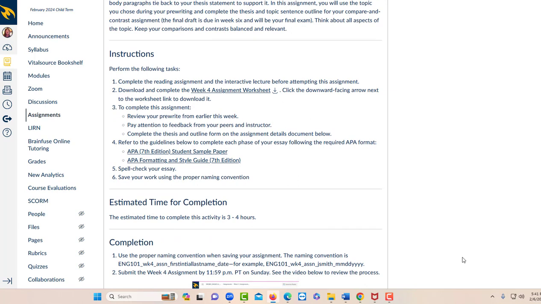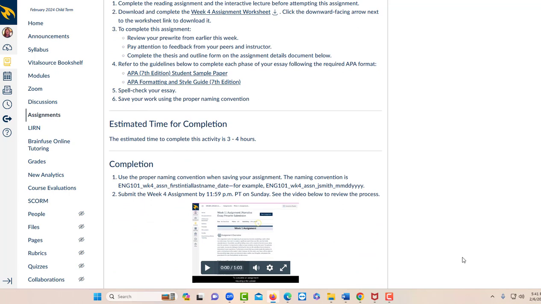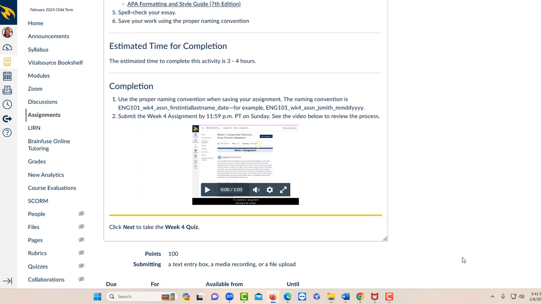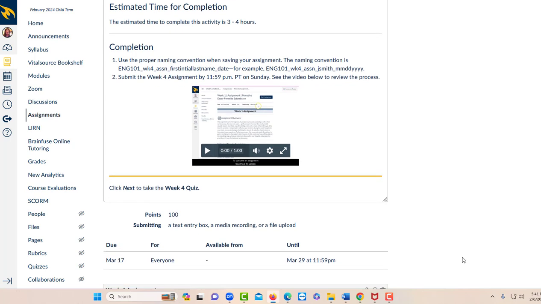Download and complete the week 4 assignment worksheet. Review your pre-write from earlier this week. Pay attention to feedback from your peers and instructor. Complete the thesis and outline form on the assignment details document below. Spell check your essay and save your work using the proper naming conventions. This essay will take about 3 to 4 hours to do. Submit your week 4 assignment Sunday by midnight Pacific.